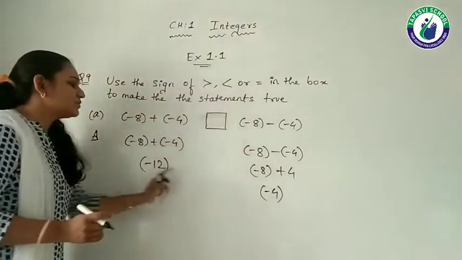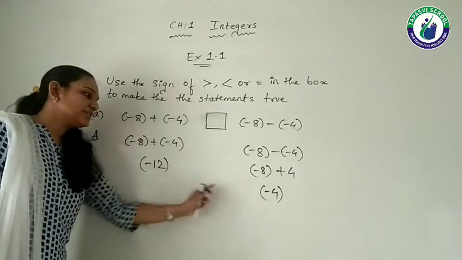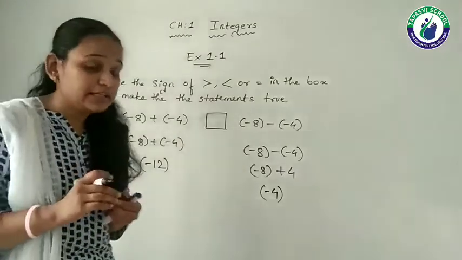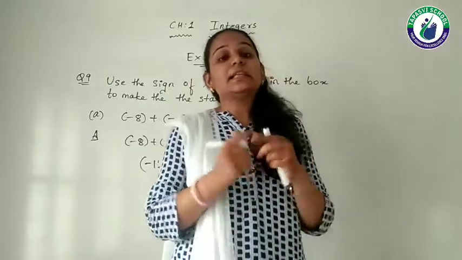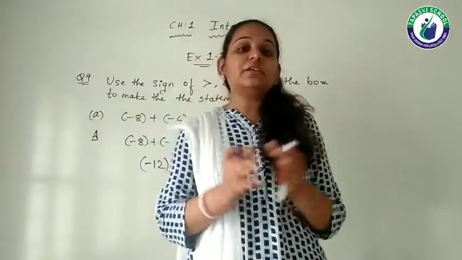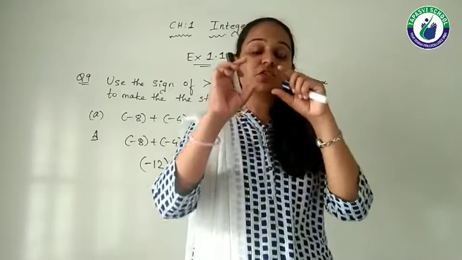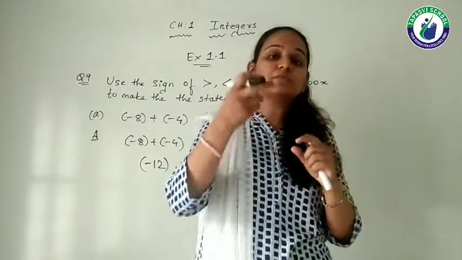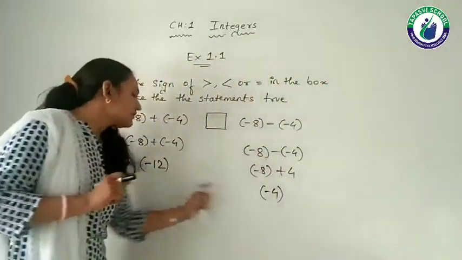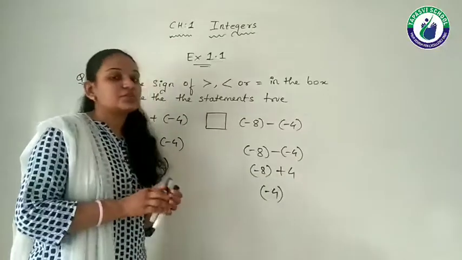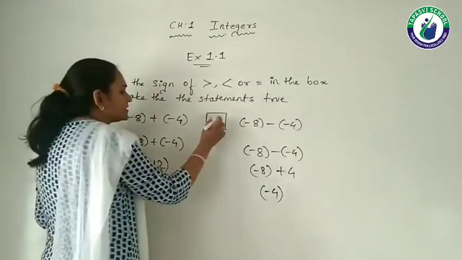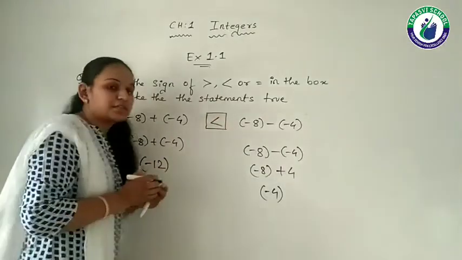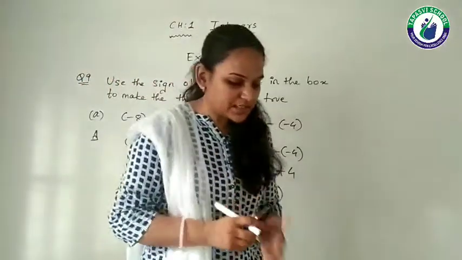Here it is minus 12 and here it is minus 4. Now you just decide which one is greater. I told you in the session also that whenever we have negative numbers, the number which is smaller is always the greater. So out of minus 12 and minus 4, which one is greater? That is minus 4. So I am going to keep the sign like this. Is it clear, students? Now taking the next question.